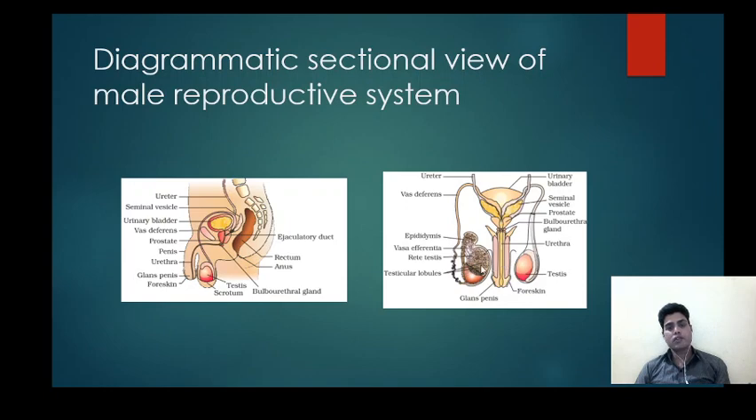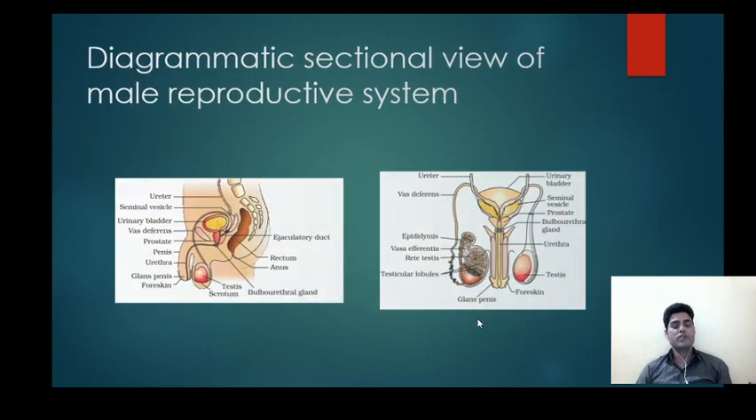This is the testicular lobes. In these testicular lobes, seminiferous tubules are there. This is the rete testis. Then the vasa efferentia is there. Then this is the epididymis. Then this is known as the vasa deferens. These are the seminal vesicle pair. This is the prostate gland. This is the urinogenital tract or the urethra, and a small pair of bulbourethral glands. So this is the diagrammatical sectional view of the male reproductive system.